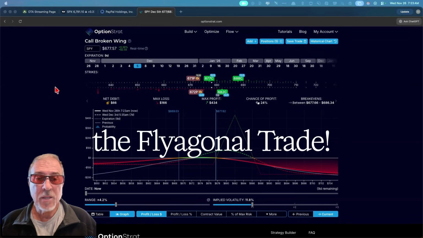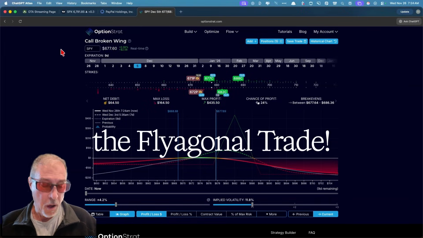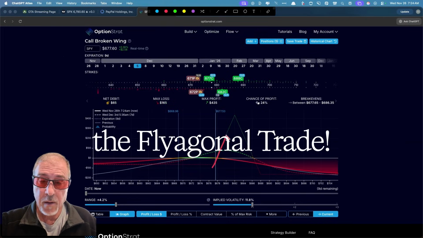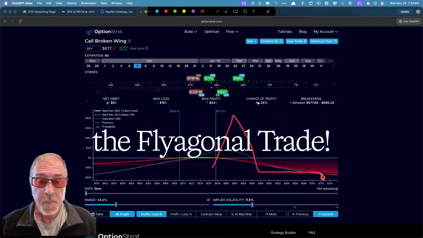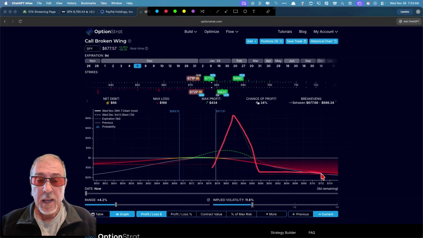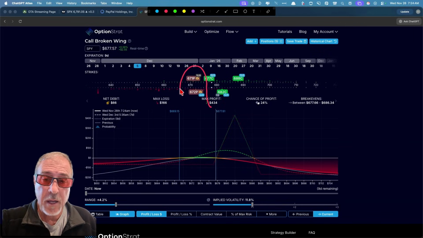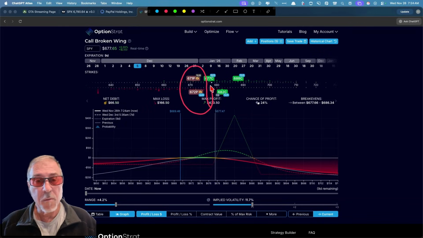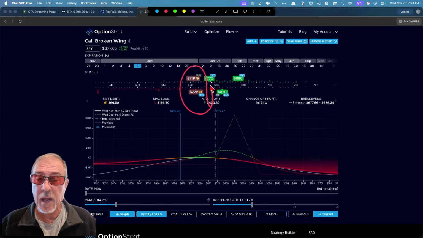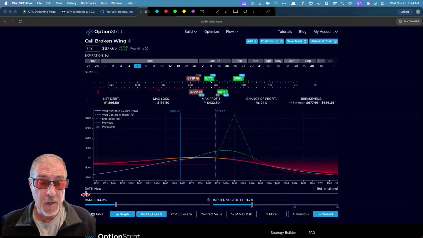And this trade has two unique components to it. It has a call broken wing butterfly on the upside of the trade, meaning above the current market, and then it has a put diagonal below the market. I'm going to bring that in a second. Right now I've got that excluded so that you can see what this looks like.